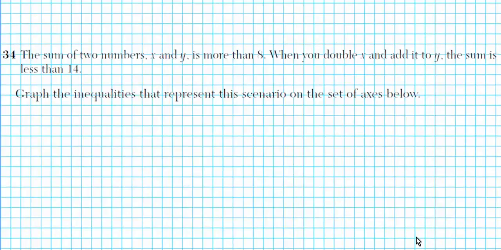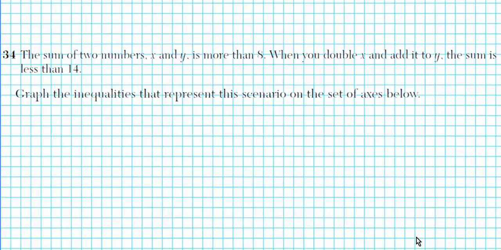All right, let's take a look at question 34. It says the sum of two numbers, x and y, is more than 8. When you double x and add it to y, the sum is less than 14. Graph the inequalities that represent this scenario on the set of axes below.